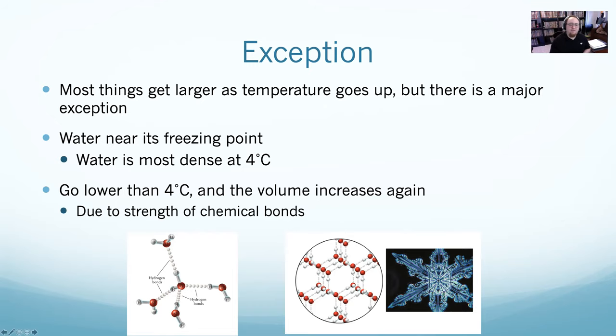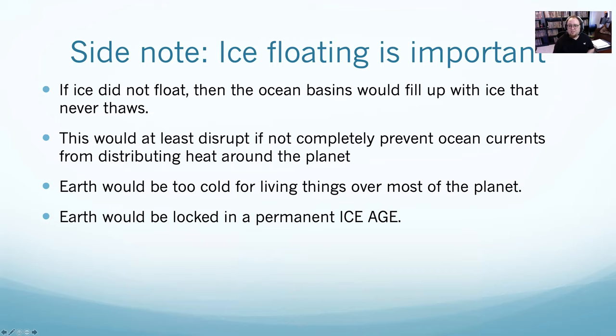Fun fact, this fact that ice floats is really important. If ice didn't float, it would sink to the bottom of the ocean and start collecting there, and it would slowly fill the ocean with ice. If you slowly fill the ocean with ice, that's basically going to keep the planet from distributing heat around it, and you would have a permanent ice age on the planet. So ice floating, very good. There wouldn't be life on the planet without it. But it's kind of weird.